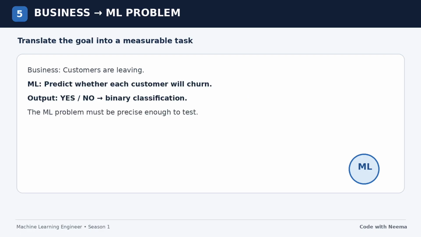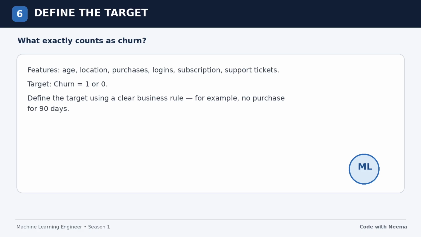Now we convert the business problem into an ML problem. Instead of simply saying we want to reduce churn, we define a prediction problem. For every customer, we want our model to predict whether that customer is likely to churn. Now we have a machine learning problem, binary classification. This conversion from a business problem into a well-defined ML problem is one of the most important skills of an ML engineer.